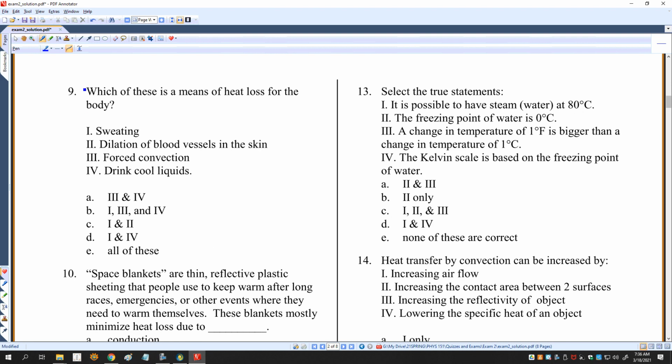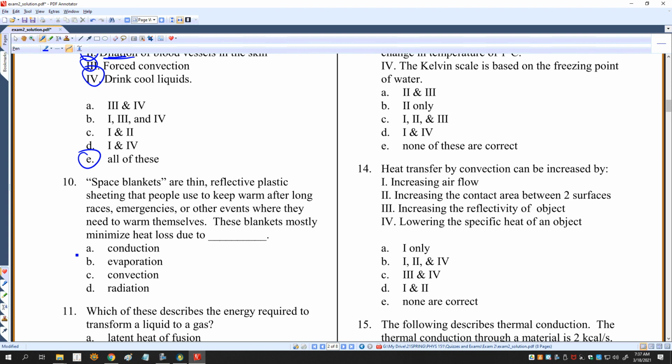Which of these is a means of heat loss? Okay, so sweating is a means of heat loss by evaporation. Dilation of blood vessels. So dilation means that the blood vessels open up, and so blood rushes to the skin and releases heat via radiation. Forced convection can be a means of cooling, like you stand in front of a fan, and drinking cool liquids can help you to lose heat.